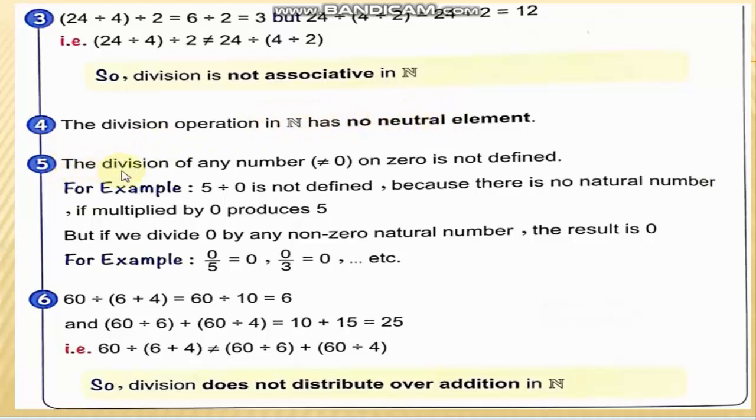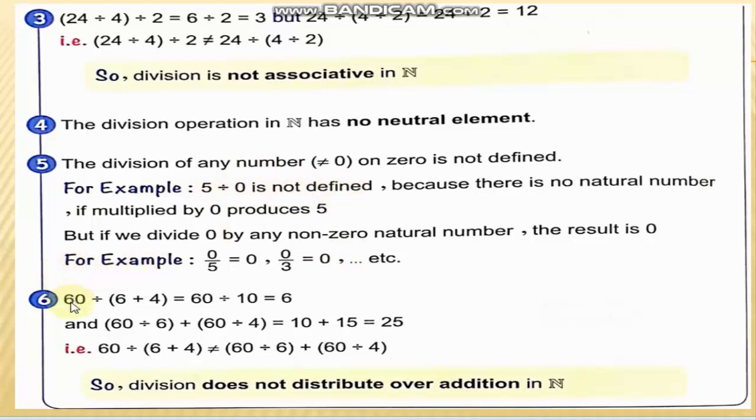Number 5, division by 0 is not defined. For example, 5 divided by 0 is not defined, because there is no natural number that, if multiplied by 0, produces 5. But if we divide 0 by any non-zero natural number, the result is 0. For example, 0 divided by 5 equals 0, and 0 divided by 3 equals 0, etc. But 5 divided by 0 is not defined.